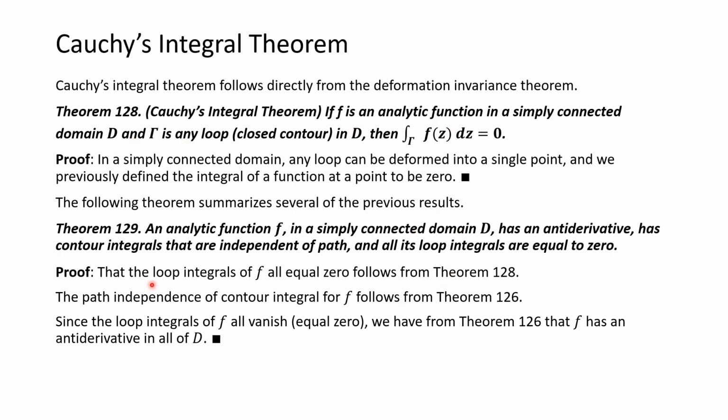So we get this first part of the theorem, but then the second two parts follow from theorem 126 from the previous lecture, where we had an equivalence between three different facts. One was if all the loop integrals are equal to 0 in a domain, then you have path independence, and that's equivalent to f having an antiderivative.